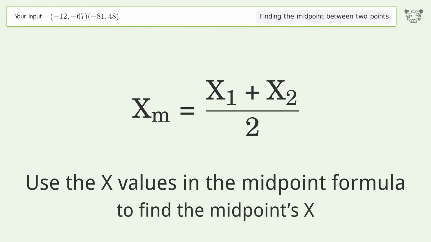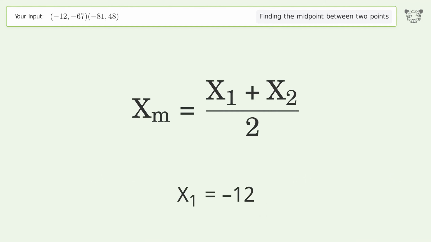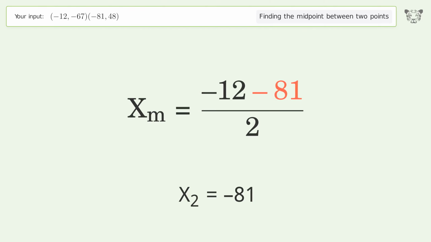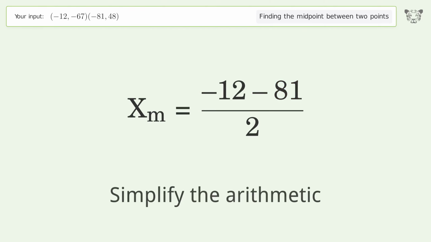Use the x values in the midpoint formula to find the midpoint's x. x1 equals negative 12. x2 equals negative 81. Simplify the arithmetic.